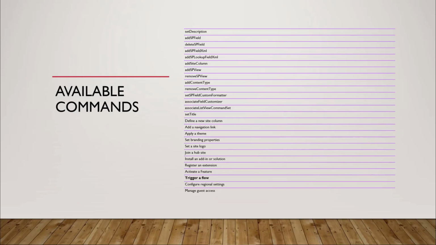You could add a command set. You could set titles. You could define new site columns, navigation links, apply themes, set branding properties, set site logos, join a hub site, install an SPFx solution or an add-in, register an extension. You could activate a feature. You could configure regional settings, manage guest access, and you could also trigger a Power Automate flow.